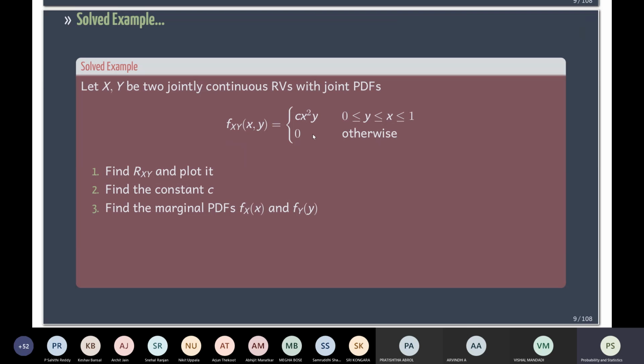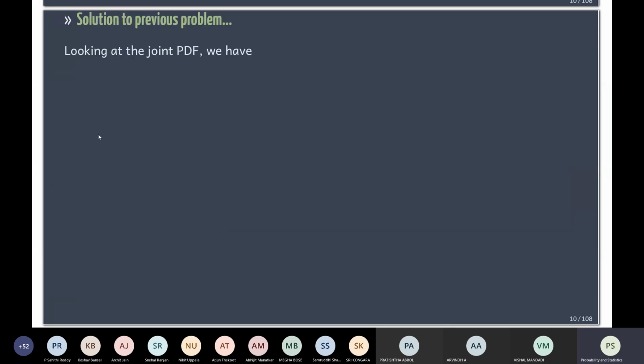Then find the constant c. The constant c will be found by integrating this out and equating to 1, and from there we will get c. Then find the marginals. Again, we have to do partial integrations and so on, and then find the probability, and a conditional probability here. Okay, let us try to quickly solve this.